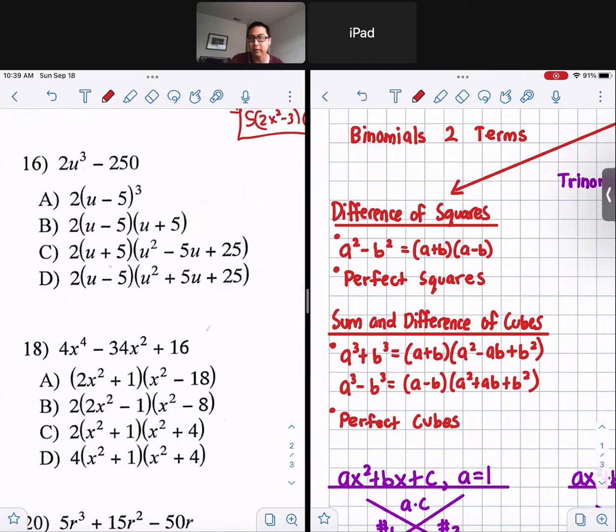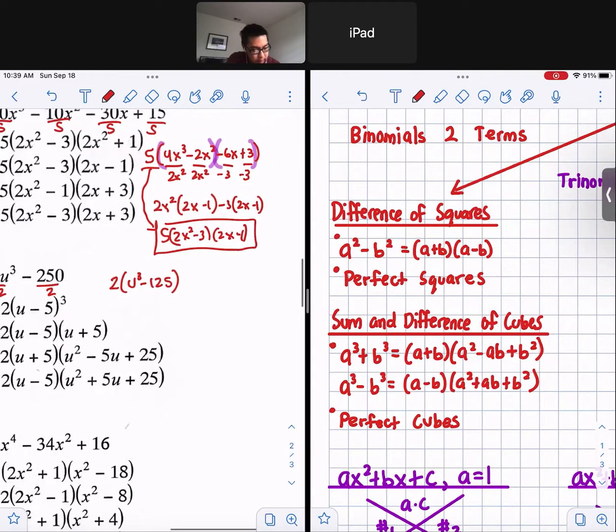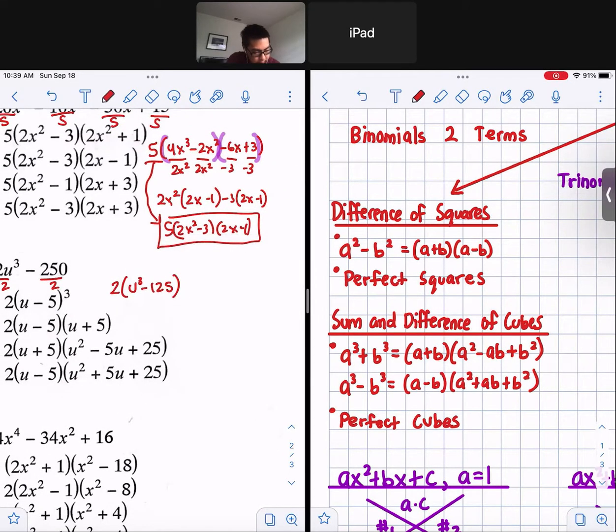16. Can we divide out something from each term? Yes, we can divide out a 2. So, how many terms do we got on the inside of the parentheses? There's 2. So, do we got difference of squares factoring or sum and difference of cubes? Sum and difference of cubes, because u to the third and 125, those are perfect cubes. So, I might as well write down the formula up top. A cubed minus b cubed equals a minus b, a squared plus ab plus b squared. So, don't forget the 2, right?